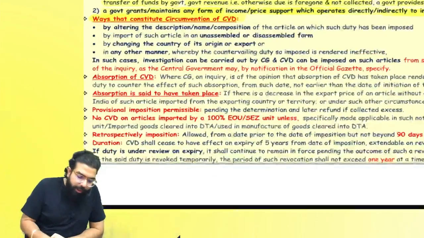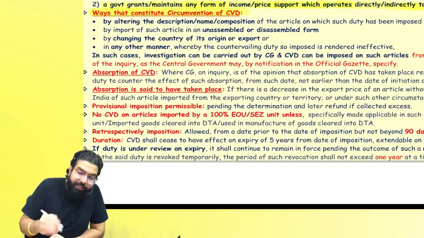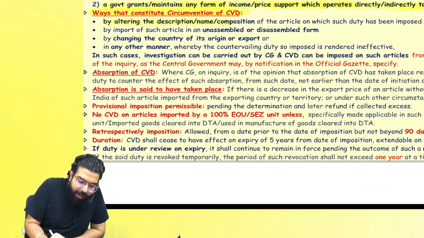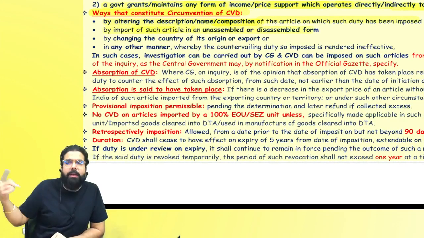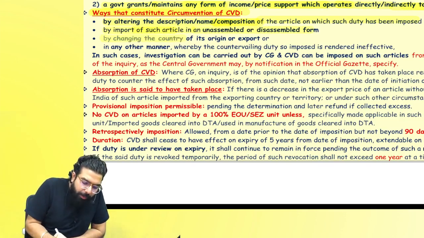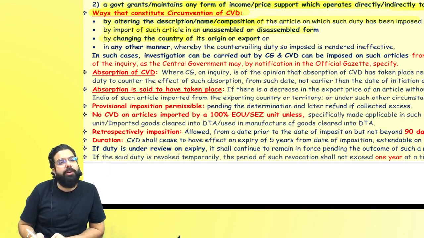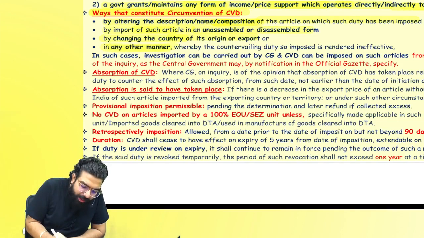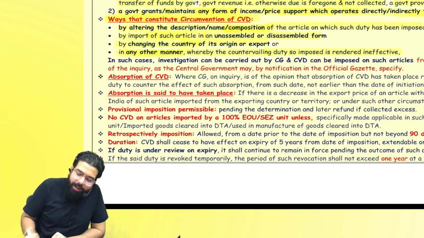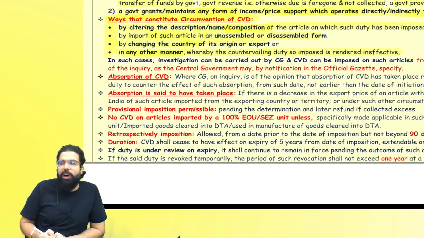And sir, what are the routes to make the CVD ineffective? Circumvention by altering the description or name or composition of the article on which duty is imposed, by import of such article in unassembled or disassembled form, by changing the country of origin, sending it to Dubai, and from Dubai sending it to India, or sir, by any other manner whereby the CVD so imposed is rendered ineffective. These are the ways of circumvention.